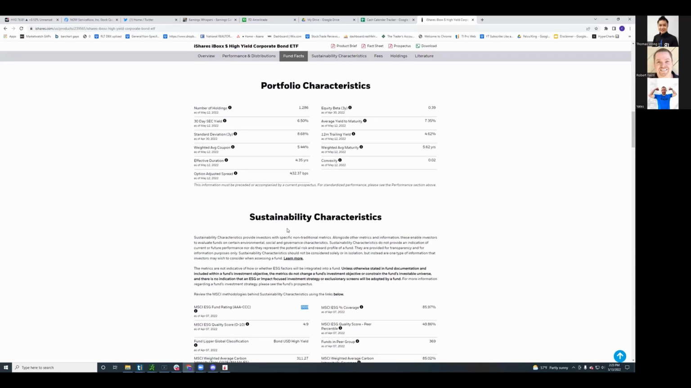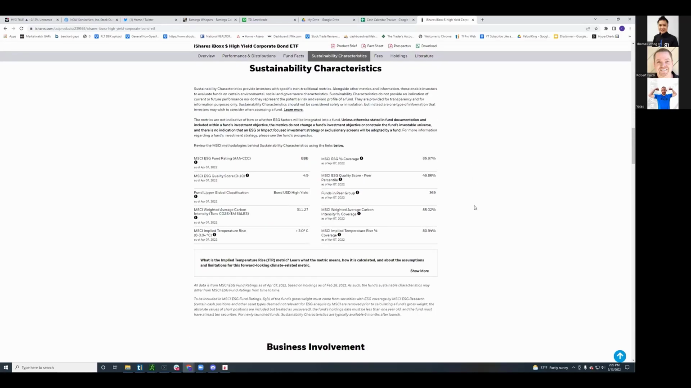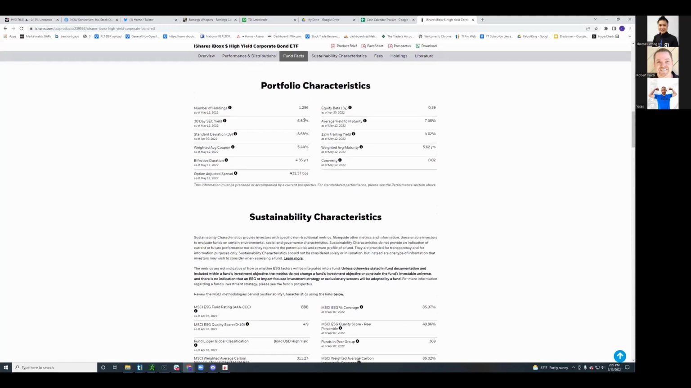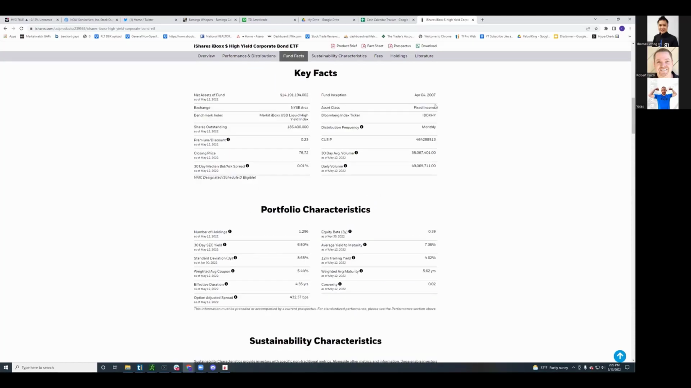For this actual fund, you can see the 30-day yield is 6.5%. So you can get 6.5% right now in this fund. Weighted average maturity is 5.6 years. And where's your trailing 12 month? Trailing 12-month yield right here is 4.6. Oh yeah. So since this is lower and this is higher, without even looking at a chart, you can know the value dropped and the yield went up.